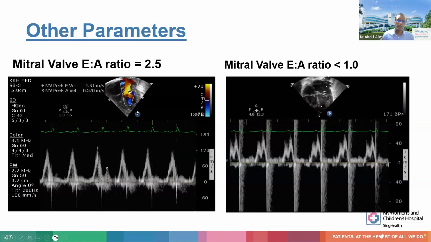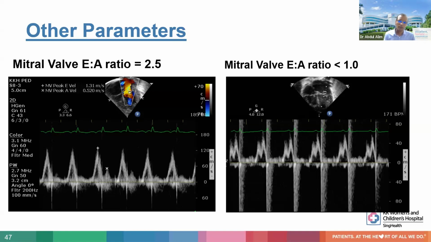One more measurement, in the left apical four-chamber view, is the mitral valve E/A ratio. This is again relatively easy to measure. On the apical four-chamber view, you use pulse wave Doppler on the mitral inflow just beneath the mitral valve. We will see the E and A wave. The E wave is the passive diastolic filling, and the A wave is due to atrial systole.